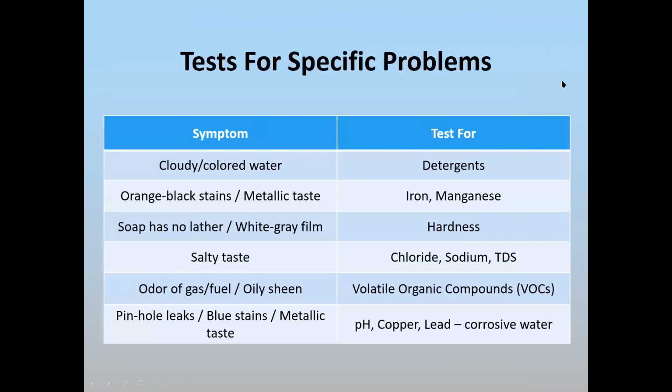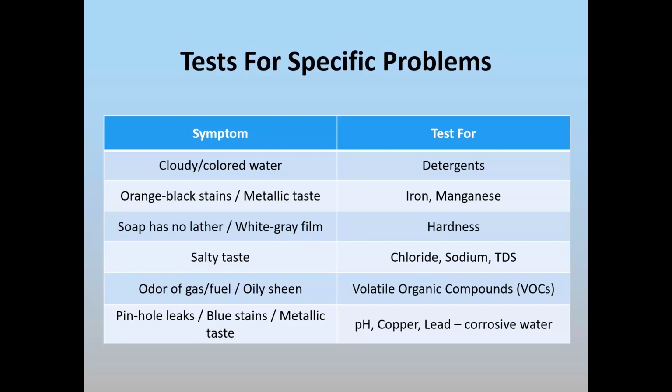If you see specific problems, for example, if you see some orange or rust colored stains or even black stains, that's indicative of iron and manganese. I mentioned hardness. If you see that film on your glasses, for example, that would be due to elevated calcium or magnesium. And if you see pinhole leaks, if you have copper pipe, that is usually a sign of corrosive water. Over time, that water is actually eroding away at the copper pipe, and you may actually see some blue stains, for example.